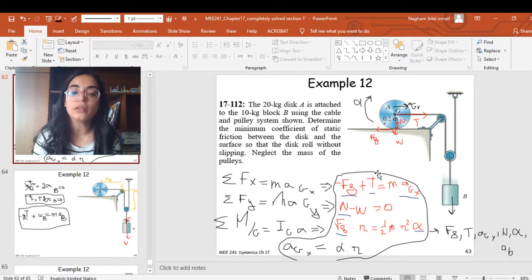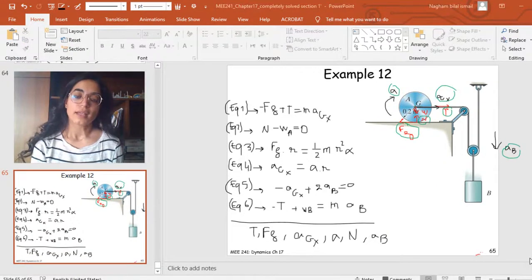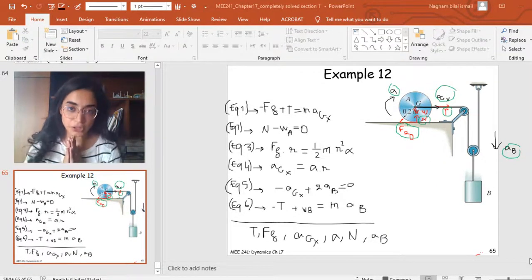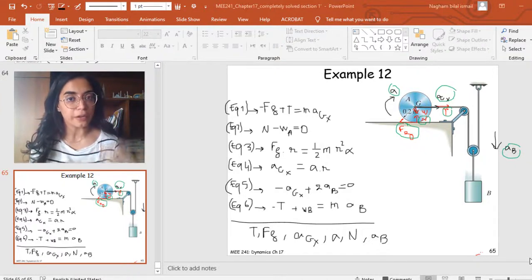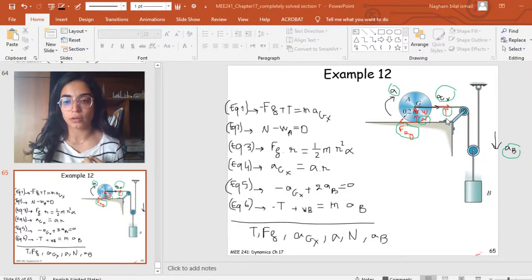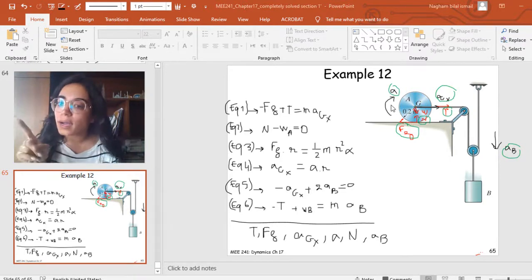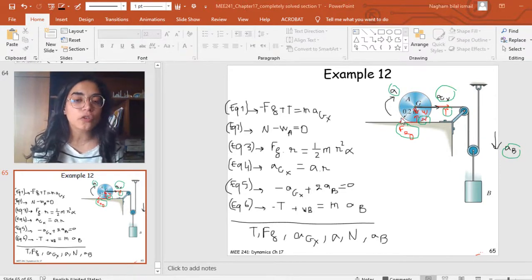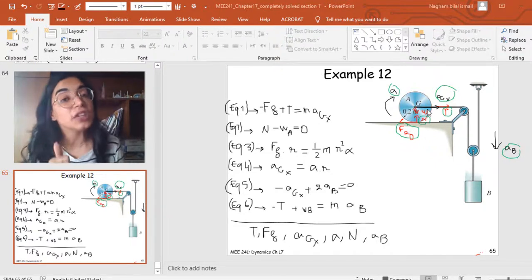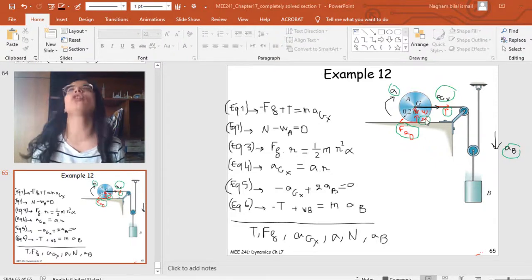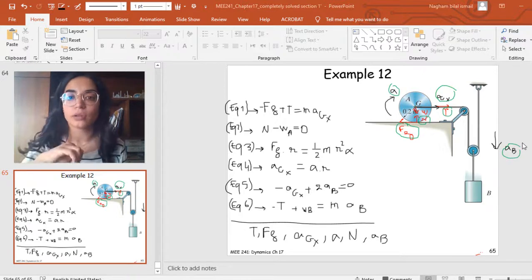Let's write them down in order to show you the system of equations here. So guys, these are my 6 equations with 6 unknowns. What are my unknowns? The tension to the right, alpha clockwise, the friction force to the left, AGX to the right, the normal upward, and AB downward.